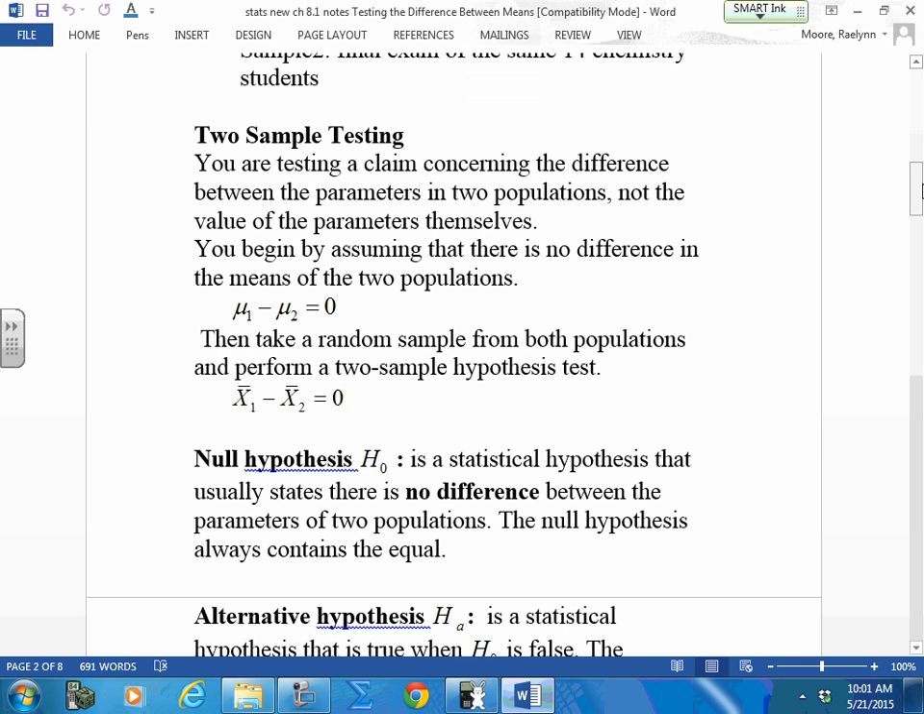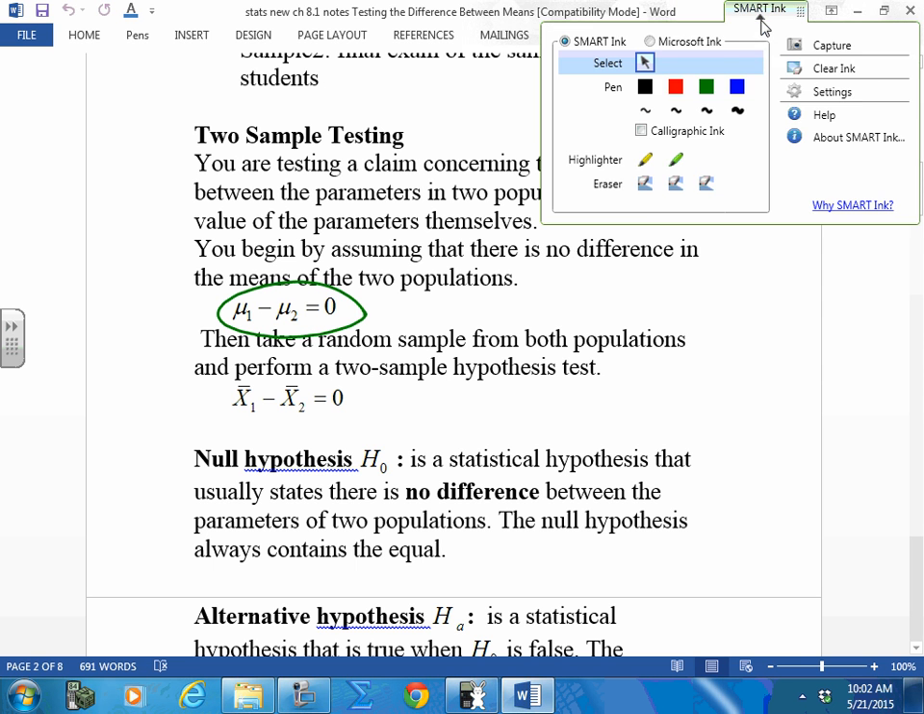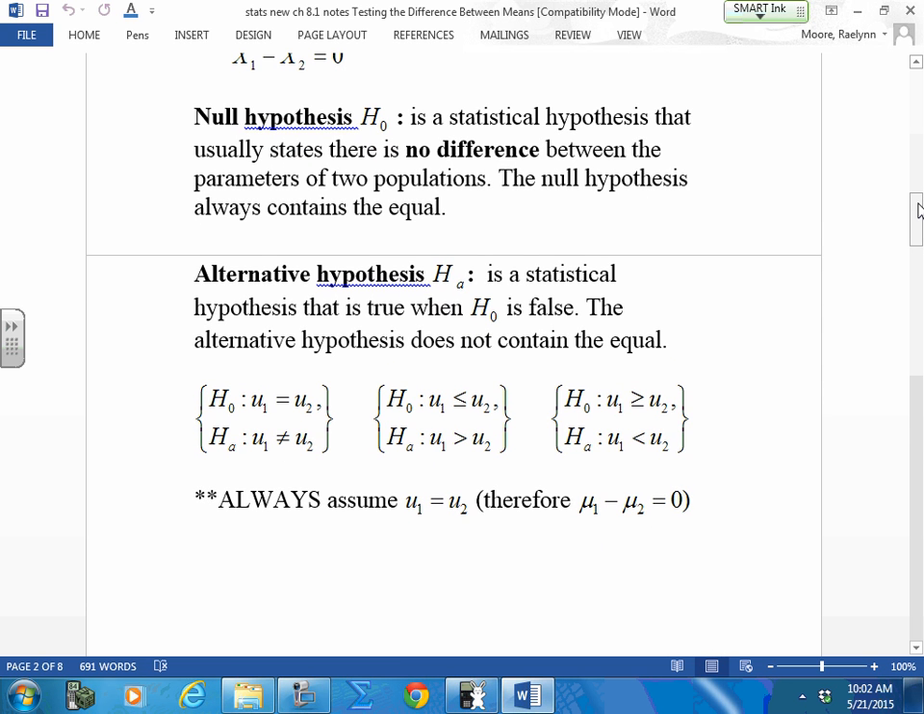Okay. So, when you're testing a claim concerning the difference between two parameters, the mean, the standard deviations, the variances, you're not exactly testing the parameter itself. You're testing the two samples of things. And we begin by assuming that there's no difference in the means of the two populations. That's to say that the population means would be the same. It's like saying they're the same if there's no difference between them. You're going to see these hypothesis statements are slightly different than what you normally use. And we're going to take a random sample from both, and we're going to assume that those samples will have the same sample. Otherwise, we can't compare two things that are not the same.